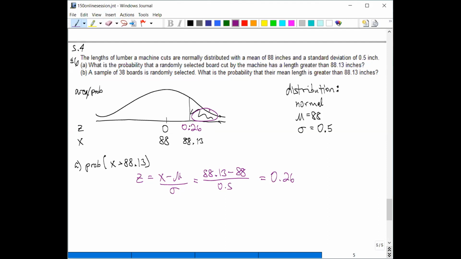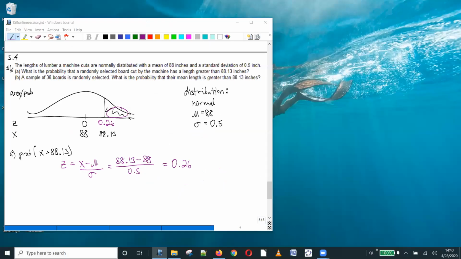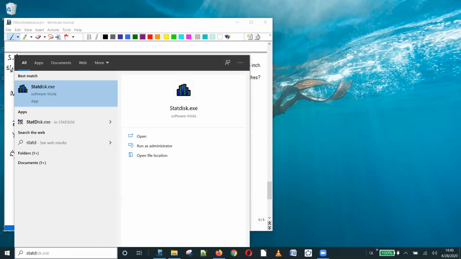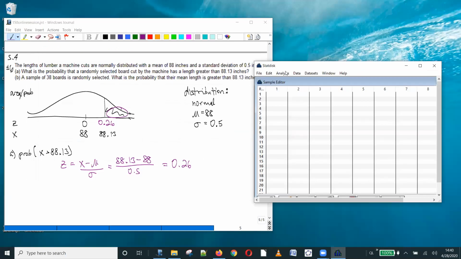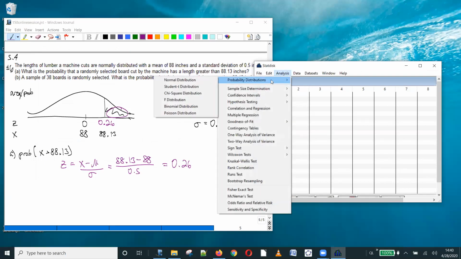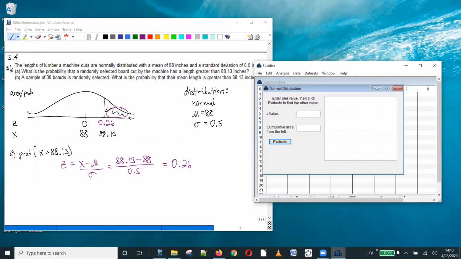And now we have to convert that into a probability. So I'm just going to share my screen for a minute. Right now, we'll use StatDisk. Again, as I've said before, that's my preferred tool. So we have a z-score in the normal distribution, and we've got to make a probability. So analysis, probability distributions. We're in a normal distribution. So we've got a z-value of 0.26. Click evaluate, and it tells you what you need. Since the question was greater than, we want to the right, and there it is.